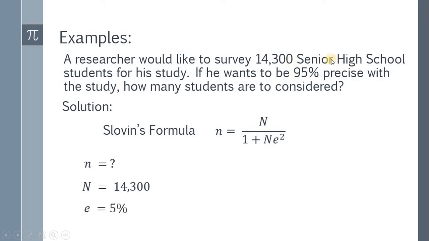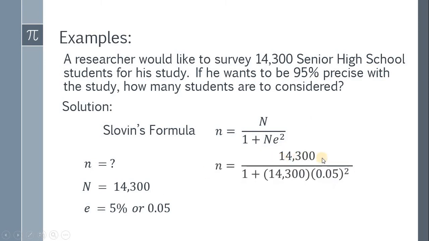Okay, so 95% yung precise. So, automatic, 5% na lang yung margin of error. So, yung ating margin of error ay 5%. Now, i-convert natin sa decimal. Move tayo ng 2 decimal places papunta sa kaliwa. So, makakaroon tayo ng 0.05. Now, i-substitute na natin doon sa ating formula. So, we have 14,300 all over 1 plus 14,300 times 0.05 squared.